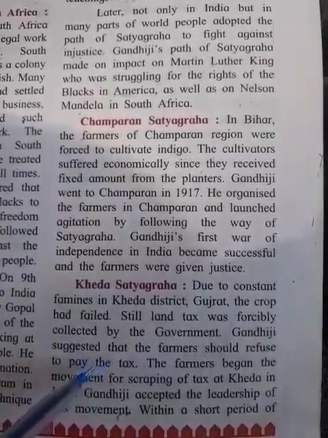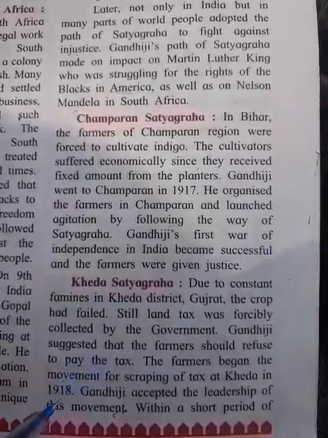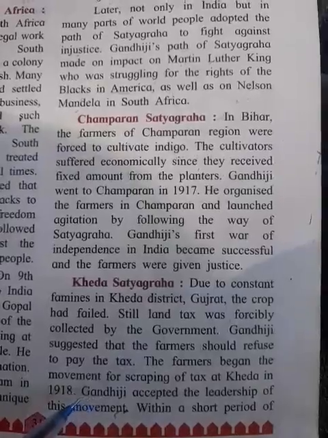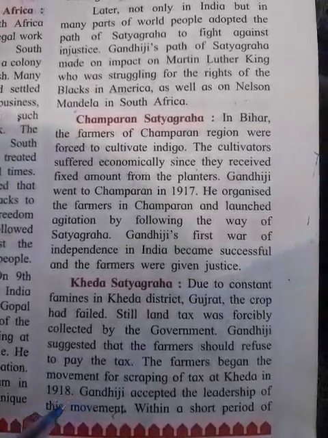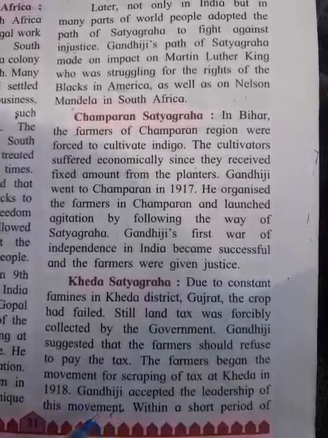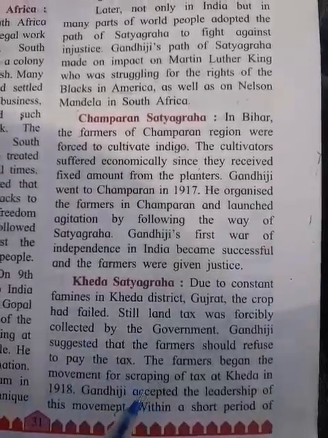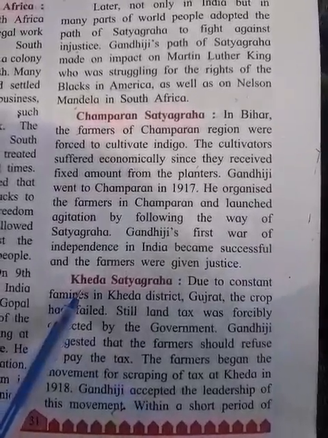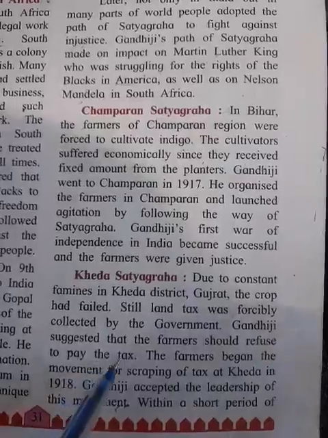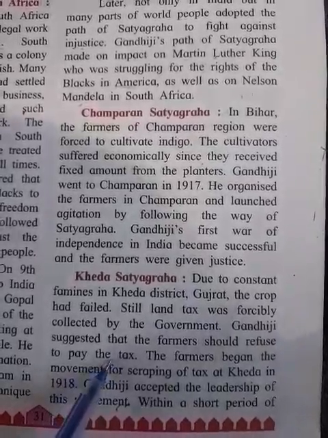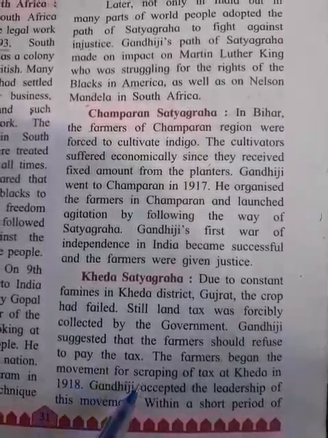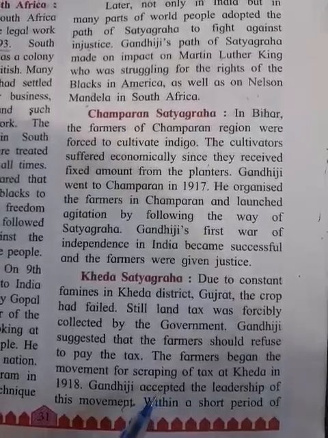Gandhiji suggested that the farmers should refuse to pay the tax. The farmers began the movement for scrapping of tax at Kheda in the year 1918. Gandhiji accepted the leadership of this movement within a short period of time. See here, in the Kheda region Gandhiji suggested to the farmers they should not pay the tax. They should refuse to pay the tax, and the farmers began the movement against the British government for scrapping of tax at Kheda in the year 1918.